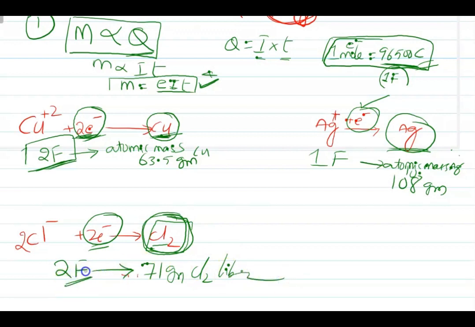So that means 2 into 96,500 coulombs of charge is required. This clarity is most important in solving the problems. The number of electrons involved for deposition or liberation, those many Faradays of electricity is required to deposit that much atomic mass of an element, or if it is the molecular mass of a compound, that should be required for what is liberated, right?